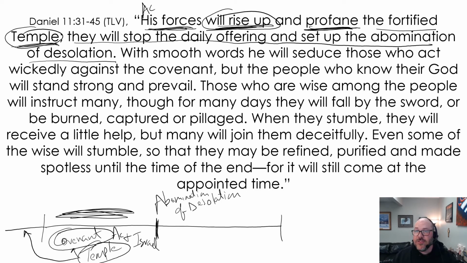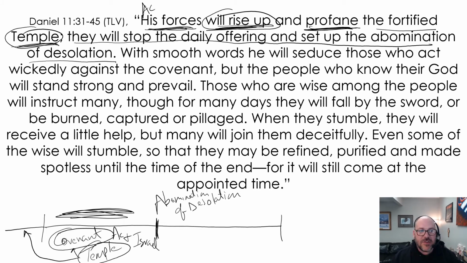Now, Antiochus Epiphanes did this exact same thing. He made an agreement with the people, he broke the agreement, and he stopped everything that was going on in the temple. How do we know that Antiochus Epiphanes is not who Daniel is talking about? Well, it's because Jesus and Paul both refer to these being future events. Antiochus Epiphanes was just a type of the thing that is going to come.